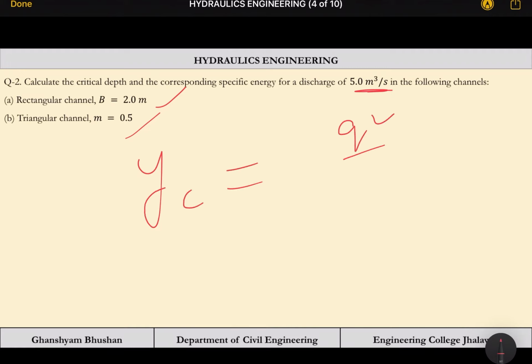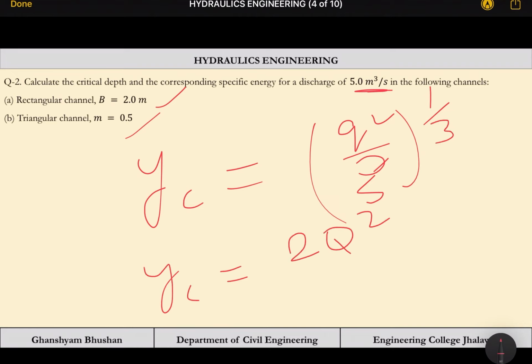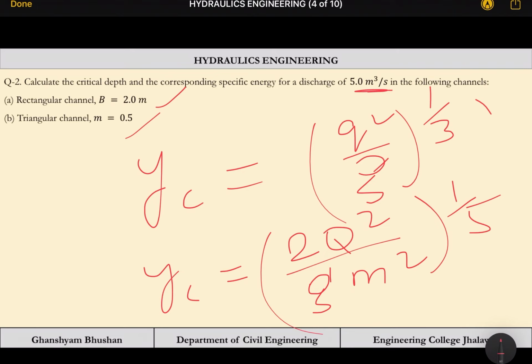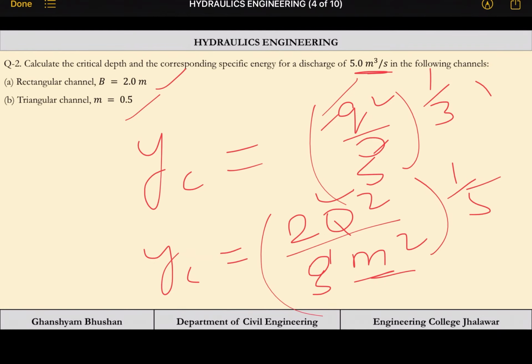So it is q square by g raised to power 1 by 3, and for triangular section, it was 2q square by g m square raised to power 1 by 5. For rectangular channel, b is given, so q can be calculated. For triangular section, q is given and m is also given. Just put all the values, you will get the answer.